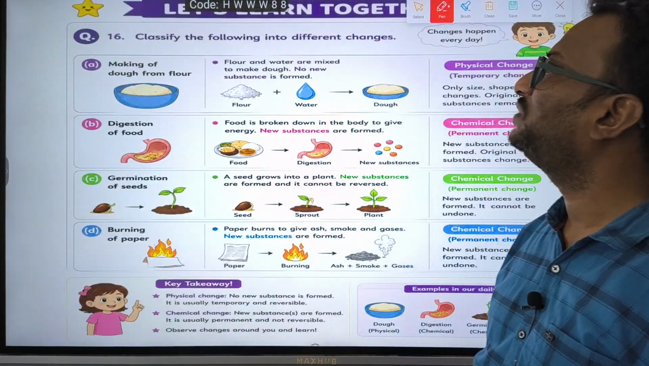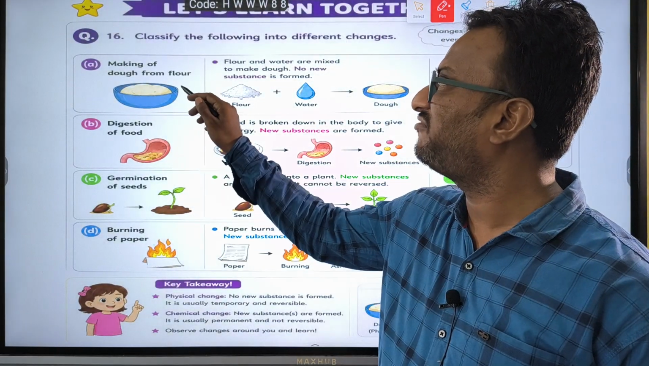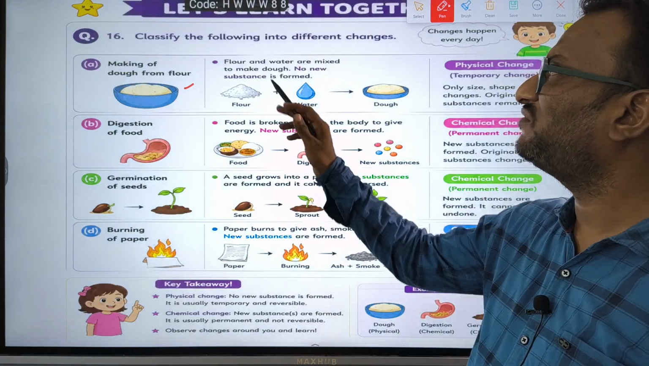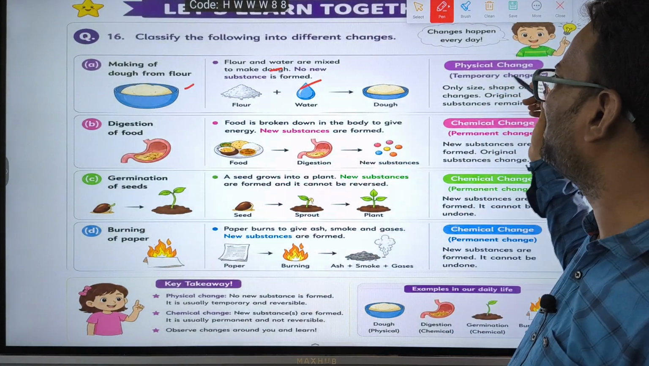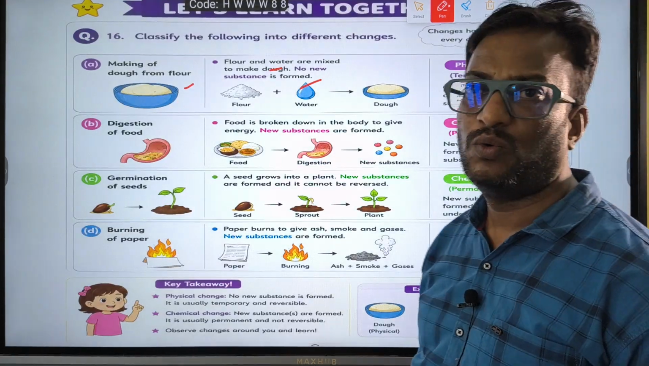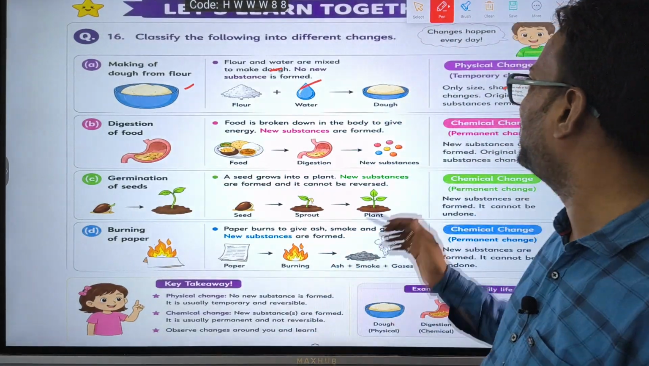Classify the following into different changes. Making of dough from flour. Flour and water are mixed to form dough. No new substance is formed here. So it is a physical change and a temporary change. Only size and shape are changed there.